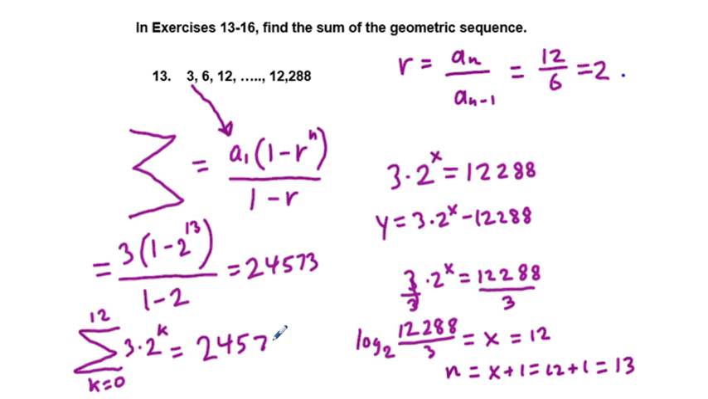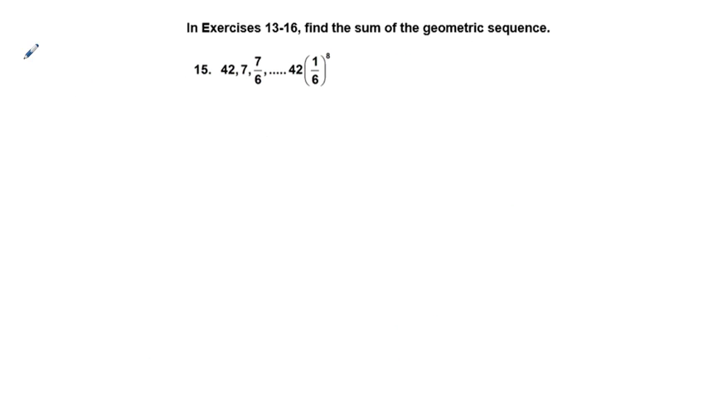That should give us every confidence that this 24,573 is our correct answer. Let's go on to our next automated problem, which is 15. Same type of thing. We're going to try to find our common ratio r. Our common ratio we get by taking a sub n over a sub n minus 1, any prior term.